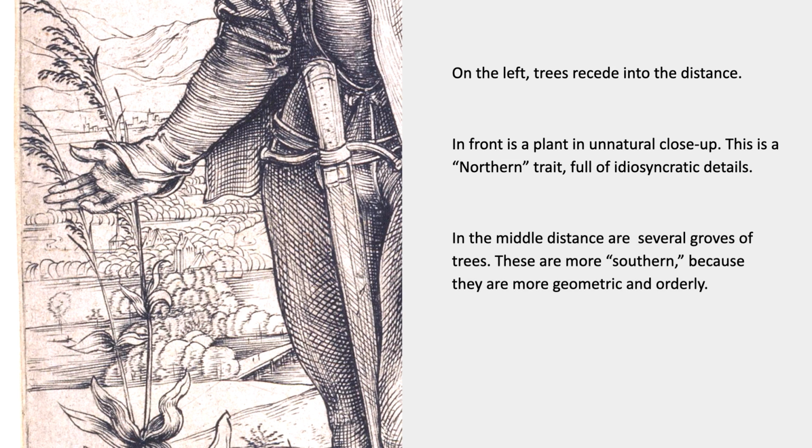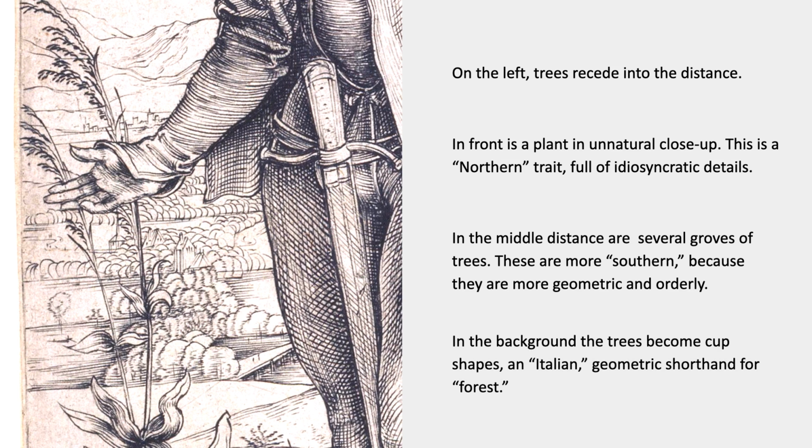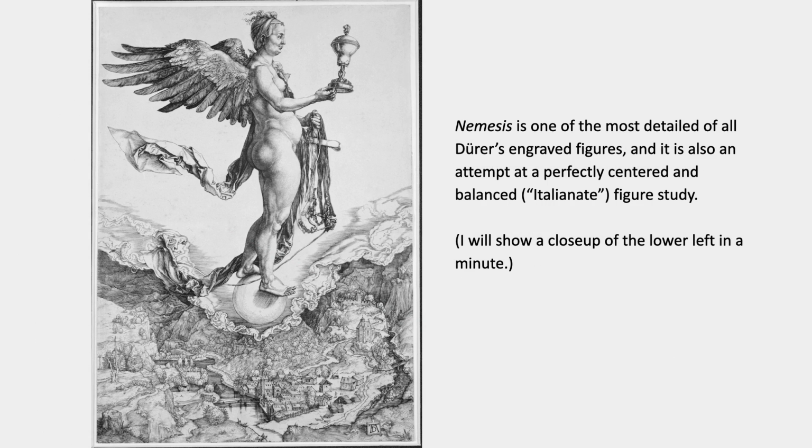That's a northern trait. In the middle distance, there are a couple of groves of trees receding, and they're more southern because they become more geometric and orderly as you go to the back. And in the far background, they become kind of like cup shapes. And that's a very Italianate thing to do because it's geometric. It's a geometric abbreviation for the idea of forest. So there you could see in the landscape going from the foreground full of northern traits to the background full of southern traits. And to give one more example, this is called Nemesis.